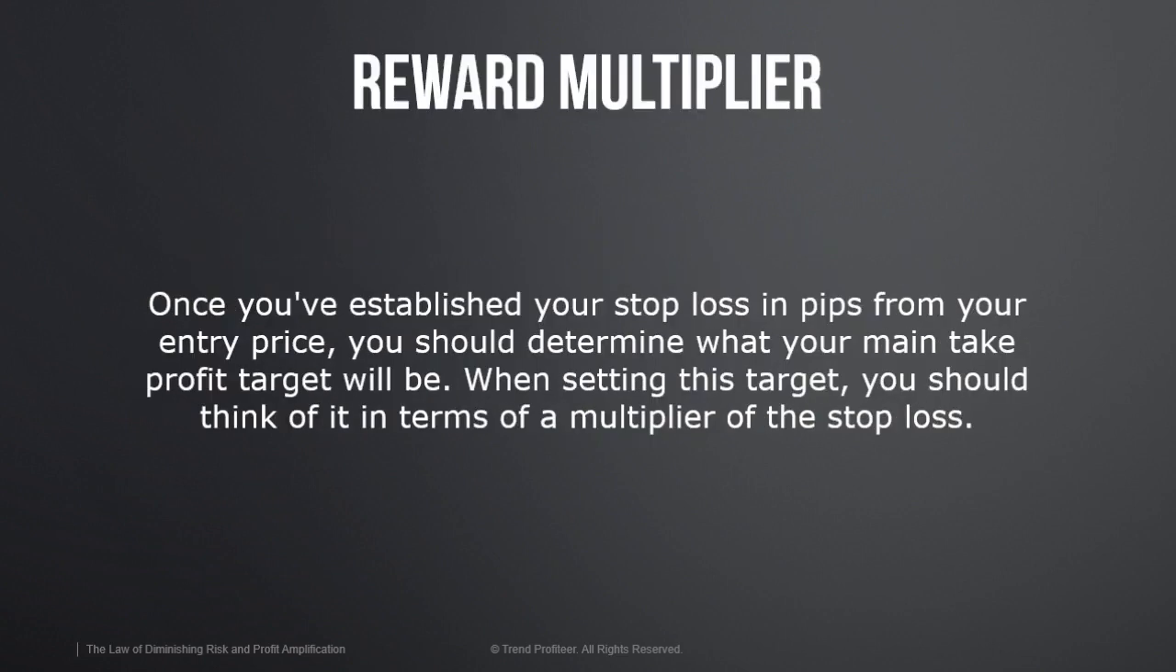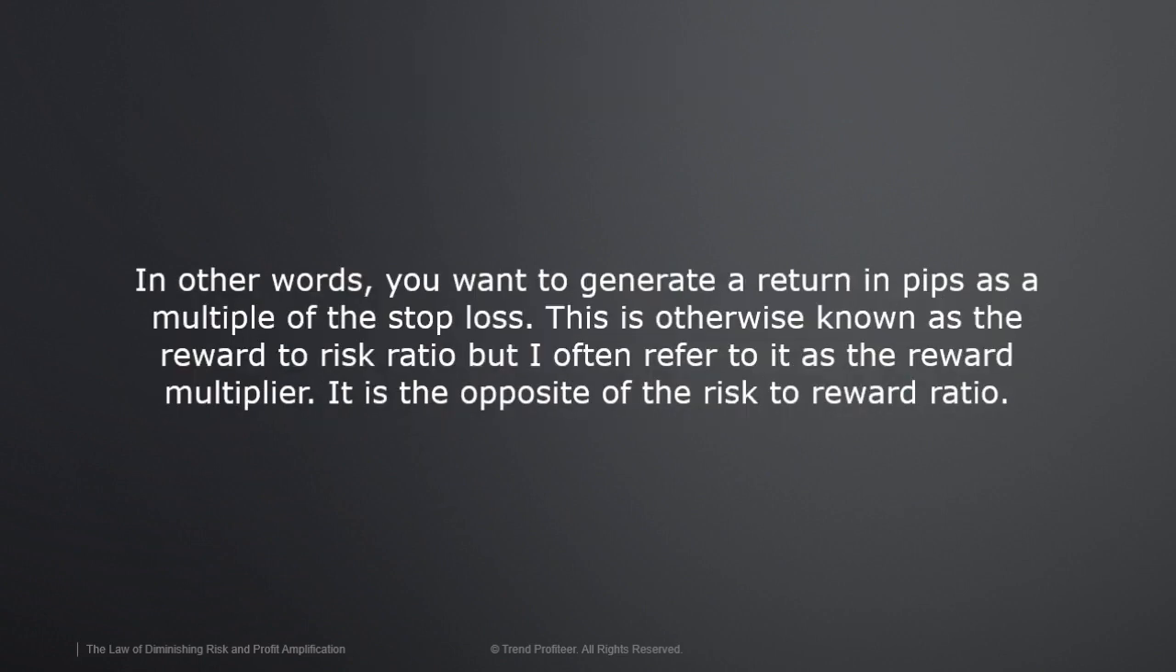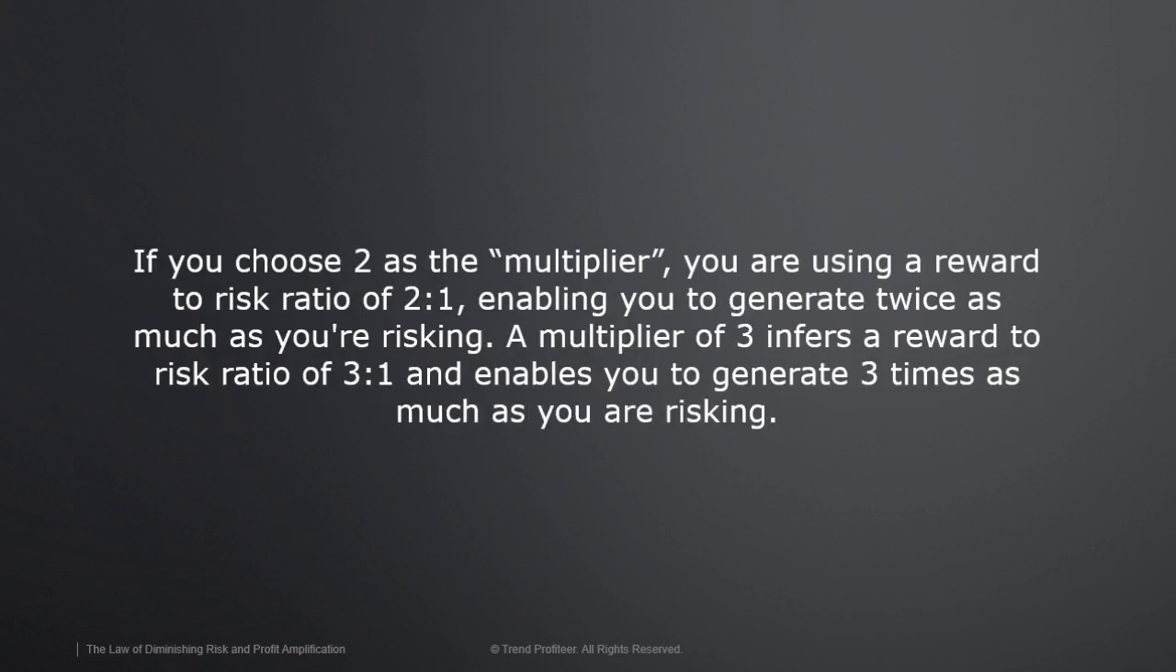Okay, let's go over the reward multiplier. Once you've established your stop loss and pips from your entry price, you should determine what your main take profit target will be. When setting this target, you should think of it in terms of a multiplier of the stop loss. In other words, you want to generate a return in pips as a multiple of the stop loss. This is otherwise known as the reward to risk ratio, but I often refer to it as the reward multiplier. It is the opposite of the risk to reward ratio, but same thing, just said in a different way.